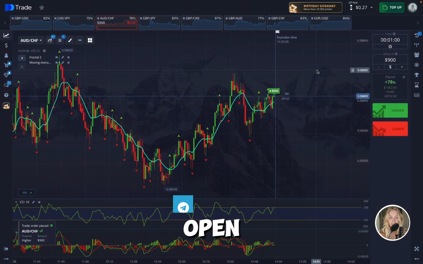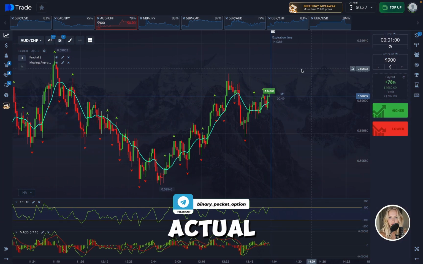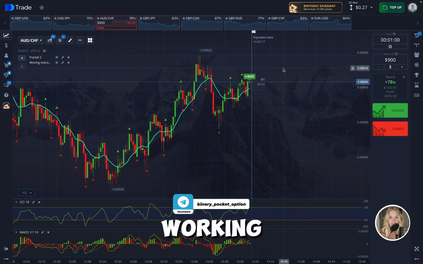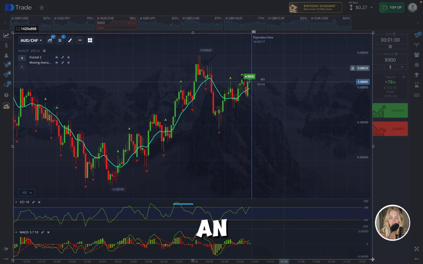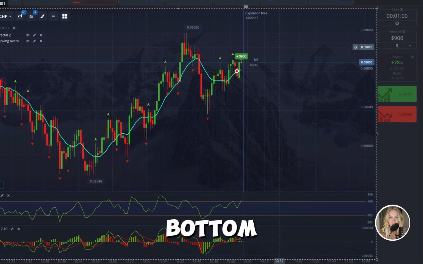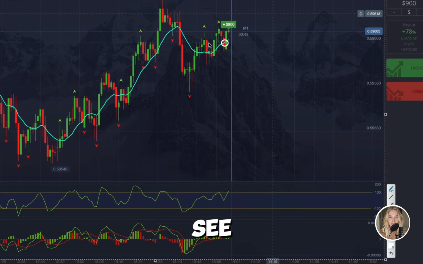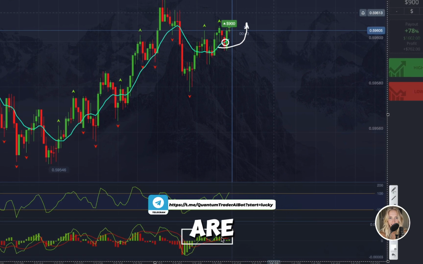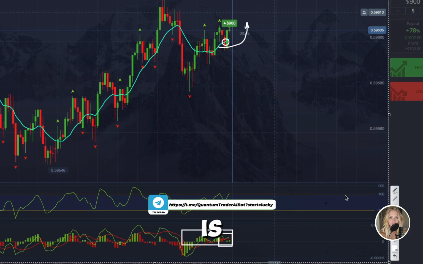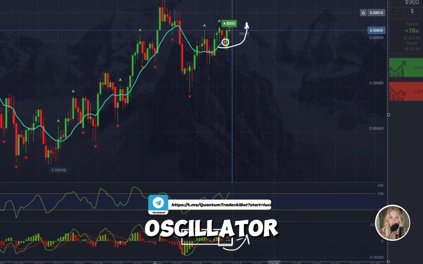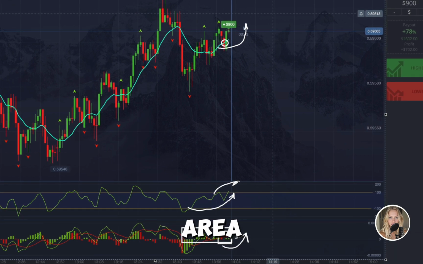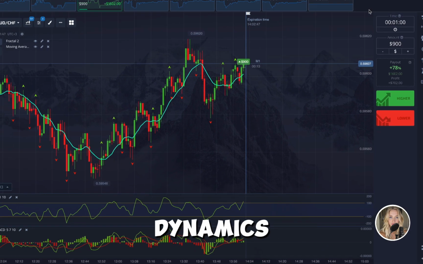And here I will open a deal to increase in the direction of the actual trend dynamics. We have an upward trend. Let's highlight the working area first of all. There was an intersection of the weighted moving average from bottom to top. I also see the appearance of upward volumes here. The moving lines of the MACD are also directed upward, as is the moving line of the CCI oscillator. It should enter the overbought area, so I think further upward dynamics should still be present.